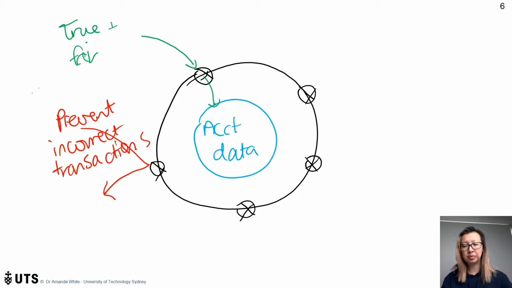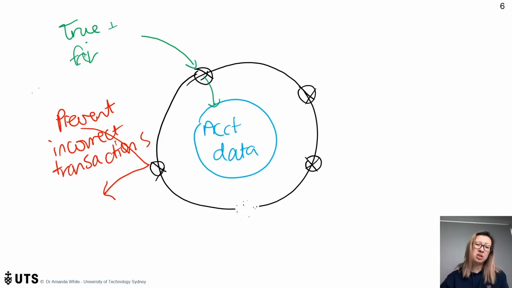So we want internal controls that allow correct transactions in, prevent incorrect transactions from coming into the system. Now, what happens if one of your controls is not there? So here in this particular example, I'm removing one of the internal controls, and you can see here there's a little gap.